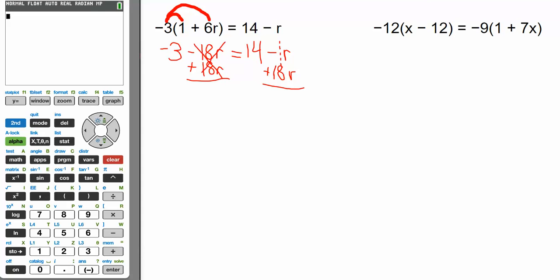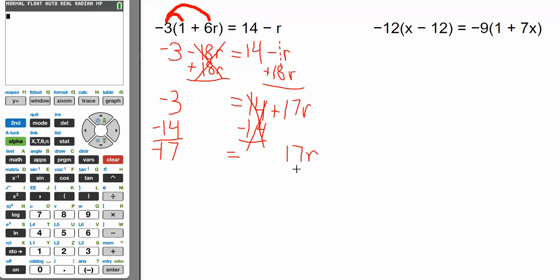The 18s, positive and negative, cancel each other out, and we're left with negative 3 equals 14 plus 17r, because negative 1 plus 18 is 17. Now we're going to get rid of this constant term because we want the variable by itself, of course. So since that's positive 14, we subtract 14. And the 14s, of course, cancel, and we're left with negative 3 minus 14, which is negative 17, equals 17r.